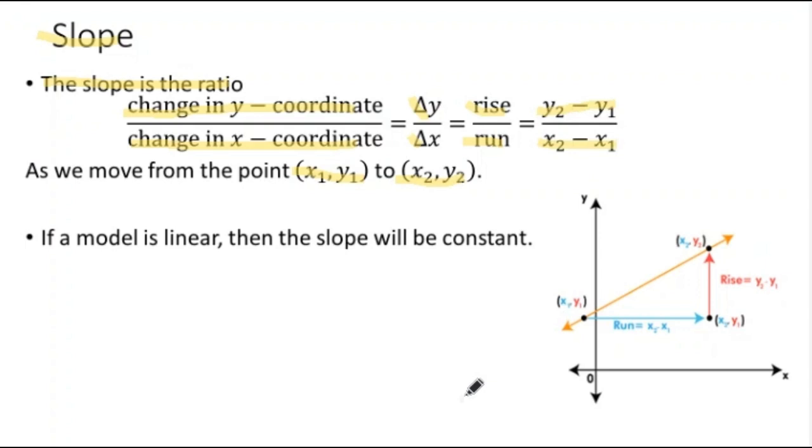What's special about the slope is if we're working with a linear model, no matter what 2 points you give me on that linear model, the slope will always be the same value. Linear models are the only models where if you take any 2 points and calculate the slope between them, the slope will always be the same.